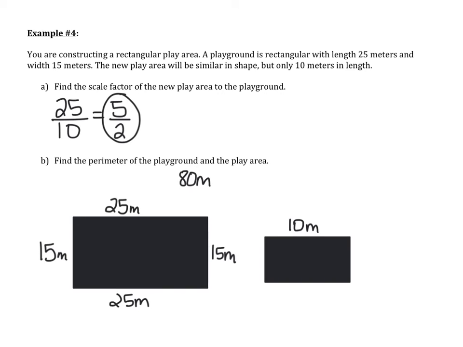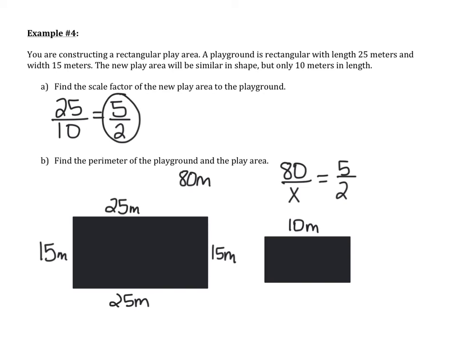Since we know from the last theorem that the perimeter would have the same scale factor as we did above, let's set up a proportion. The perimeter of the old playground is 80, and we don't know what the new perimeter is of the new play area, but we do know that the scale factor is 5/2. Since I know that the old playground is bigger, I made sure that I put the 80 on top to go across from the 5, which is bigger than the 2.